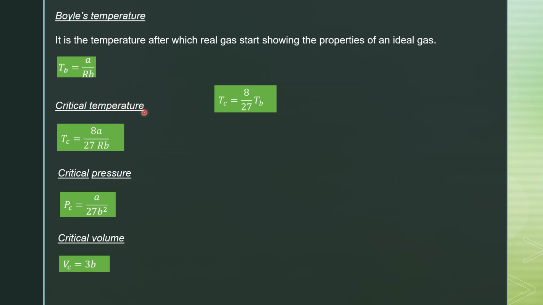Then come to the critical temperature, critical pressure and critical volume. It is based on the liquefaction, and here the Tc value is written as 8a by 27Rb. And by equating both equations, that is Tb and Tc, we can conclude that Tc is equal to 8 by 27 times Tb. Then the critical pressure can be represented as a by 27b², and the critical volume can be written as 3b.